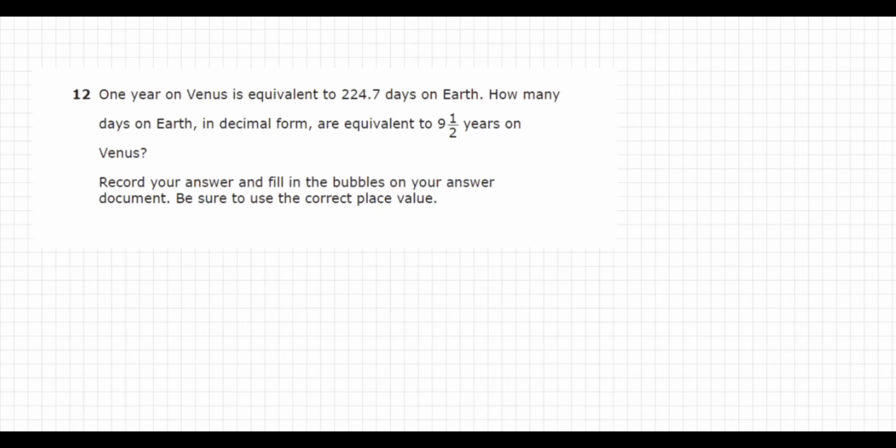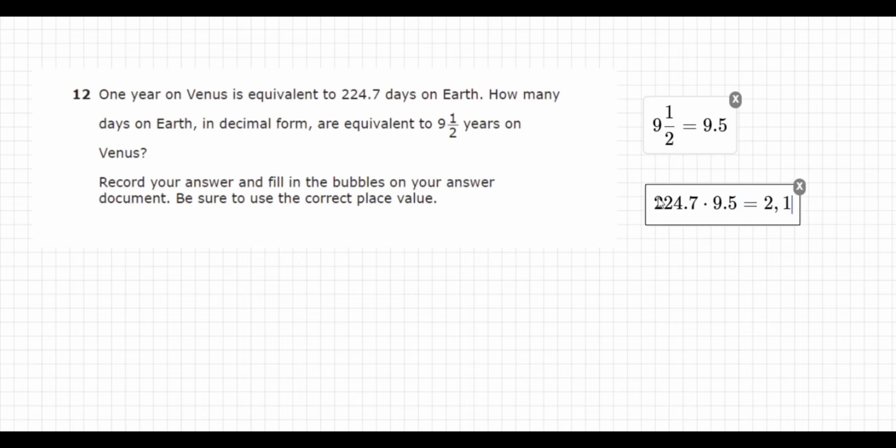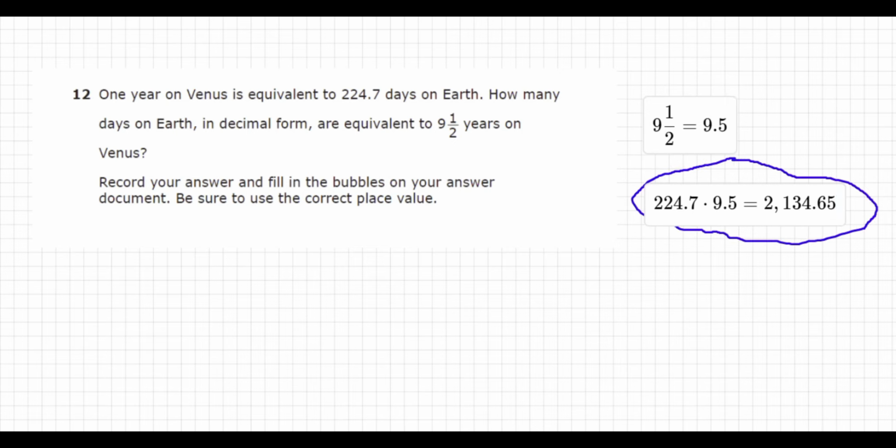Question number 12. 1 year on Venus is equivalent to 224.7 days on Earth. How many days on Earth, in decimal form, are equivalent to 9 and 1 over 2 years on Venus? 9 and 1 over 2 equals 9.5 in decimal. 224.7 multiplied by 9.5 equals 2,134.65 days. That's the answer for this problem.